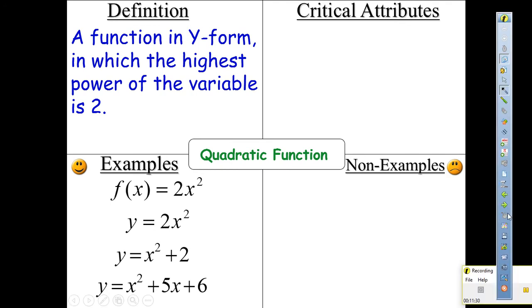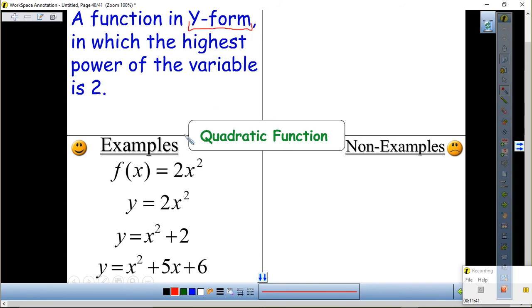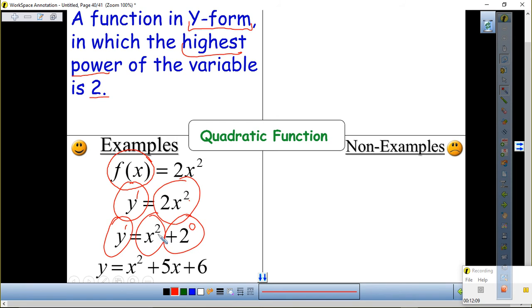All right, let's see. According to the definition, quadratic functions have to be in Y form. Okay, let's see. Y form, Y form, Y form. This one is also in Y form, but instead of Y, what did we write? F of X to indicate that it's a function, yes? Next, the highest power is 2. Let's find out. What is the degree of this one? 1. The degree of this one? 2. What is the highest degree? 2. Degree of this one is 1, 2, 0. Highest degree is 2, and so on and so forth. Everybody hear me so far? Yes. All right, so now that clarifies what quadratic functions are.